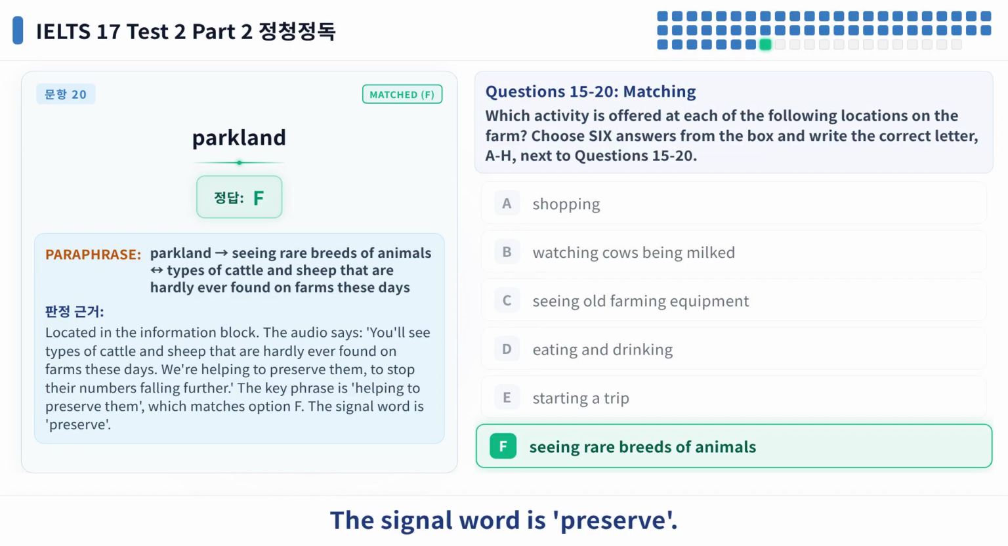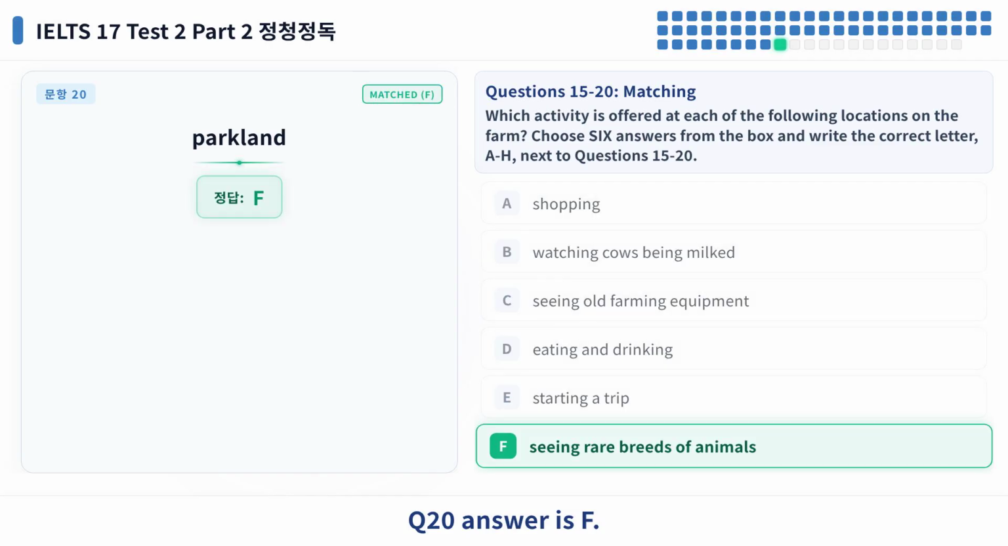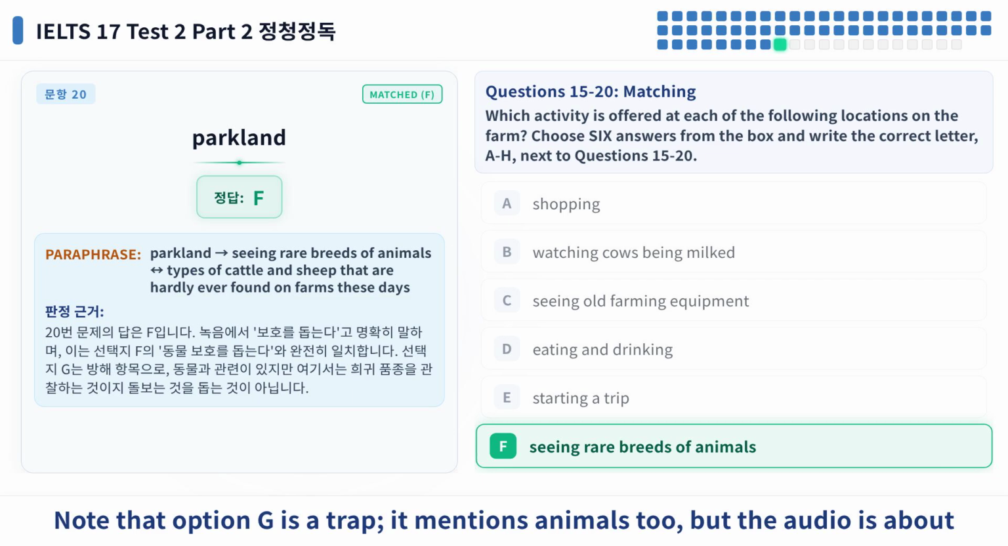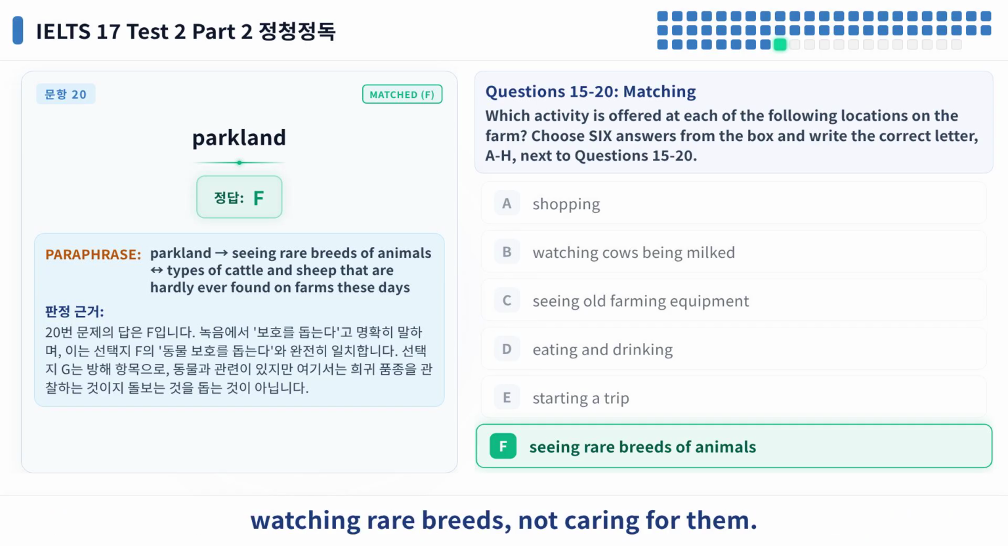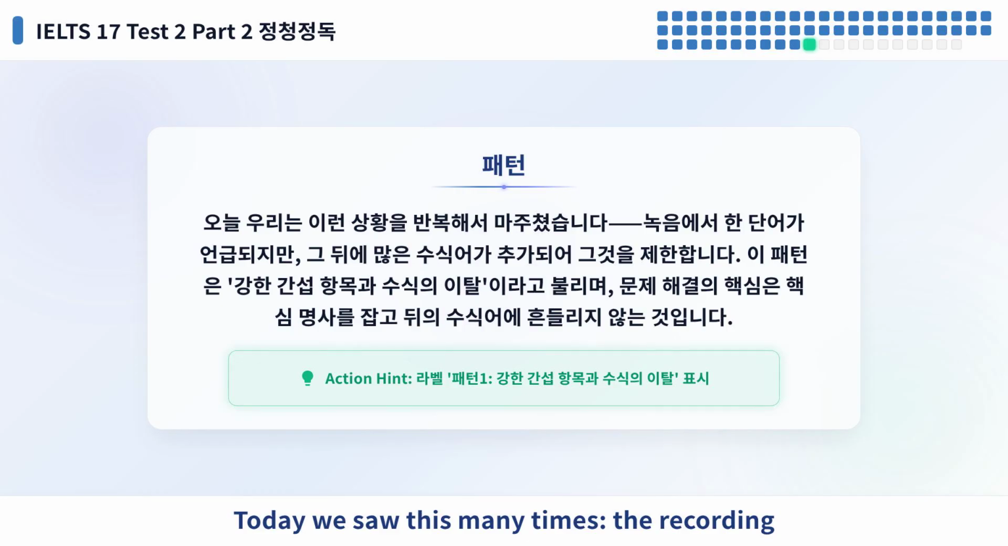Today, we saw this many times. The recording mentions a word, but then adds extra words to change its meaning. This skill is called strong distractors and modifier deviation. The key is to focus on the main noun and not get confused by the extra description. Take question 11, for example. The recording first said garden, but then it quickly added not the main garden, but the kitchen garden. If we only heard garden and chose the answer, we would fall into the trap.